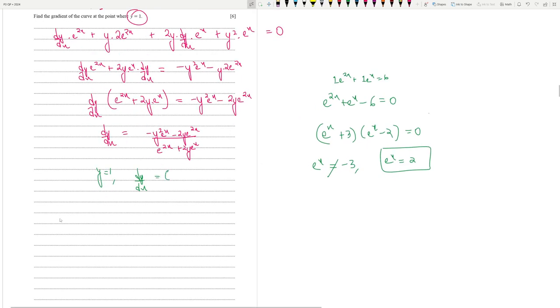So dy by dx equals to minus 1 square e to the power x is 2, minus 2 into 1 and e to the power twice x should be 2 times 2, which is 4, divided by 4 again plus 2 times 1 times just 2. So what are we getting? Minus 2 minus 8 divided by 4 plus 4, so minus 10 by 8. So it's minus 5 by 4 or minus 1.25. That's our final answer. Okay.